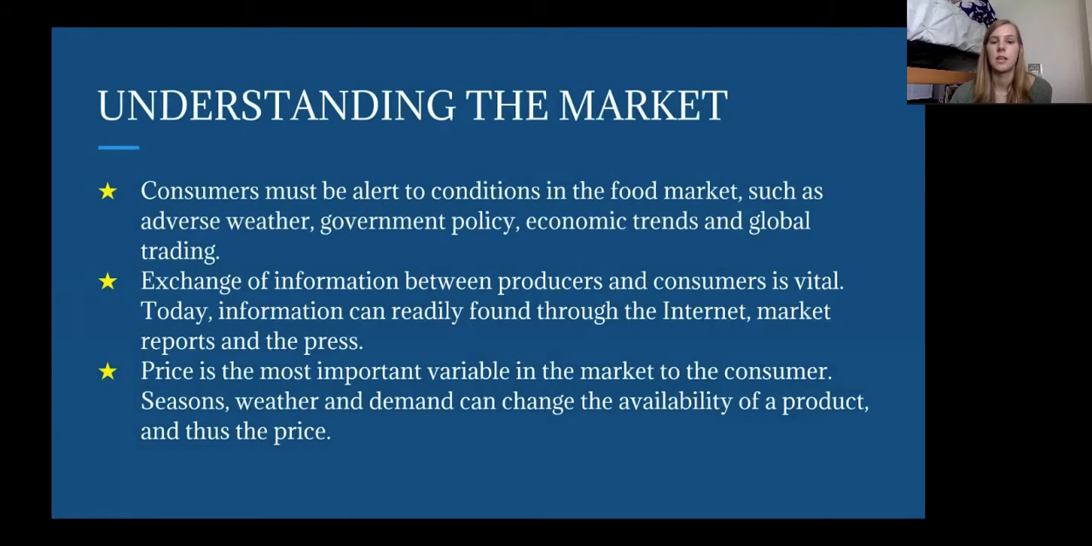Understanding the market. Consumers need to be alert to conditions in the food market, such as adverse weather, government policy, economic trends, and global trading. Exchange of information is vital, and today we're lucky that we have the internet, so you can get that information pretty much anywhere, anytime. Price is the most important variable to the consumer. Seasons, weather, and demand can change availability, and then that will affect the price.